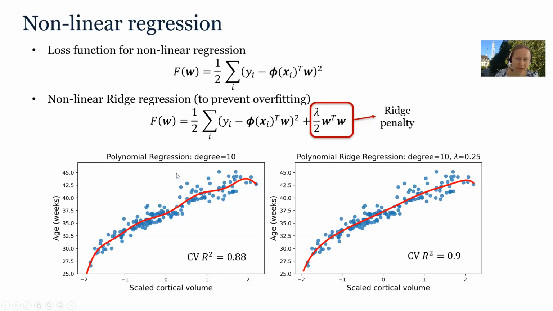Here in this example, we can see how ridge penalty can be useful for polynomial regression. This is again the data set of cortical volumes. And we see that if we fit a polynomial of 10th degree, it fits quite well, but there seems to be a little bit of overfitting. We have a cross-validated R2 score of 0.88, which we now know can improve. So if we include ridge penalty with lambda equals 0.25, we see that overfitting has been reduced and the cross-validated R2 score has risen to 0.9. So we have a better model.